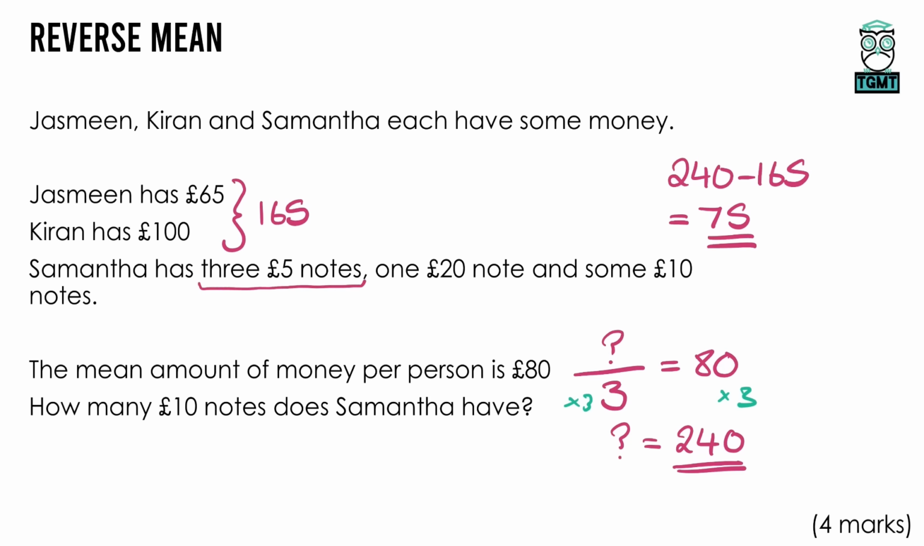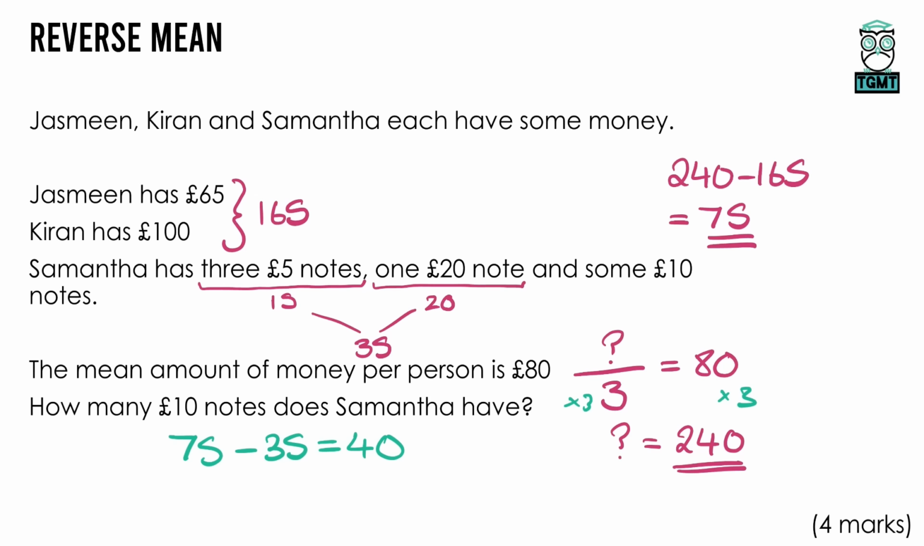Now, if we have a look at how much she has at the moment, she has 3 £5 notes, that's £15, 1 £20 note, so £20, and some £10 notes. Well, together, these add up to £35. So in terms of Samantha's money, when we know that she has to have £75, well, £75 take away £35 leaves Samantha with £40. And it says that she has some £10 notes.